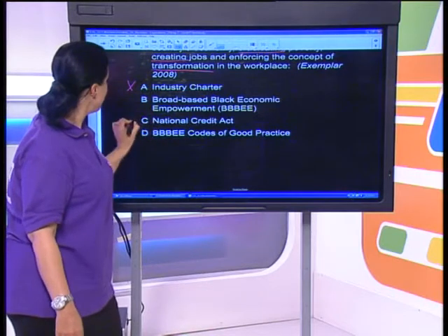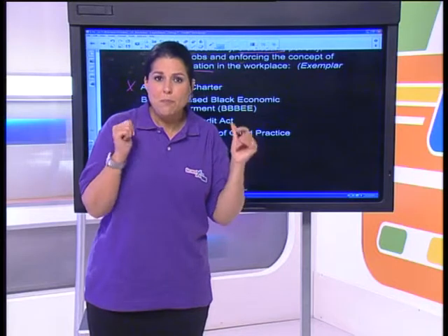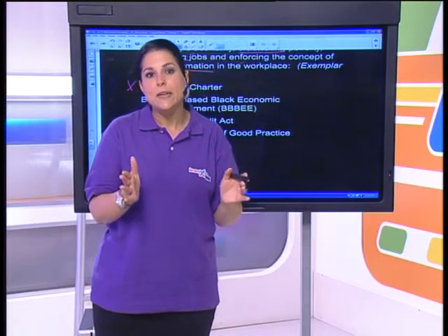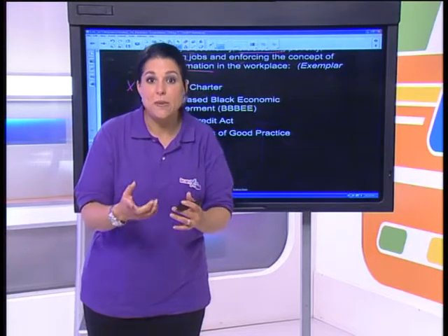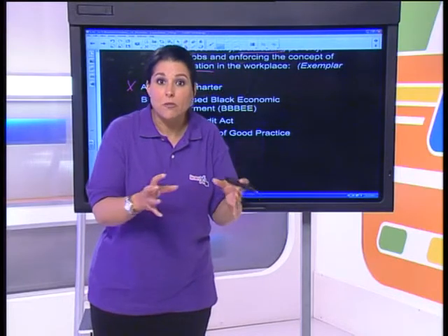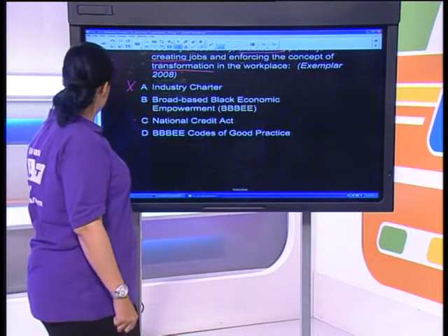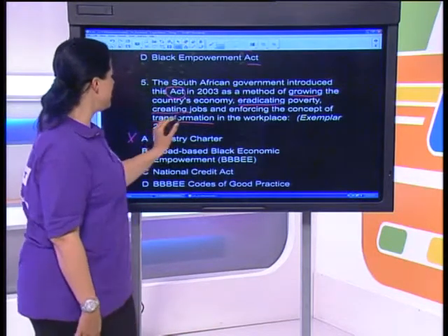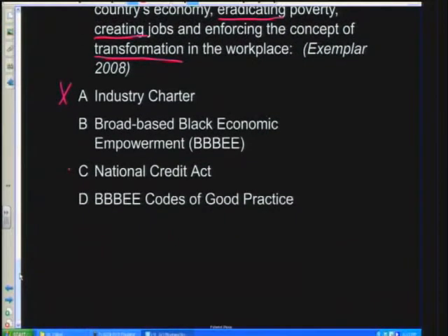The National Credit Act. Why did the government implement the National Credit Act? To protect us as consumers against being ripped off by suppliers of products and services. So it has nothing to do with creating jobs and eradicating poverty. So no, we know this answer is not the National Credit Act.